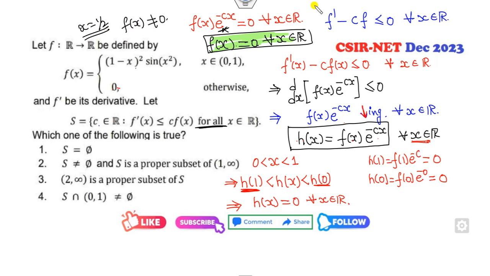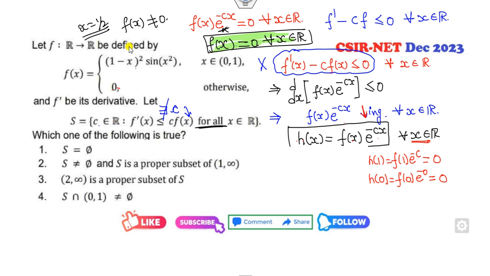How will this statement be wrong? Because of this value. Because I start from this, that means this statement is wrong. That means there does not exist any C which satisfies this property. So what does it mean? If there does not exist any C which satisfies this property, then S is the empty set, φ. So if S is empty, the first option is correct, the second option is wrong.